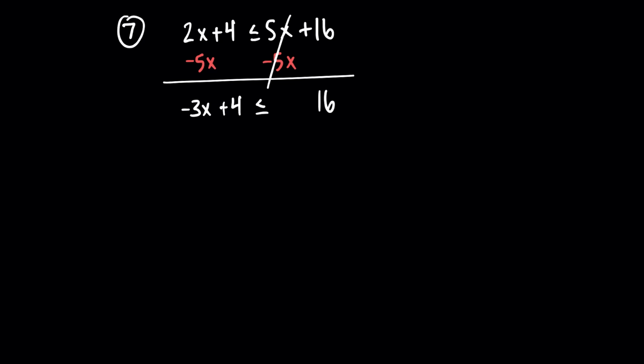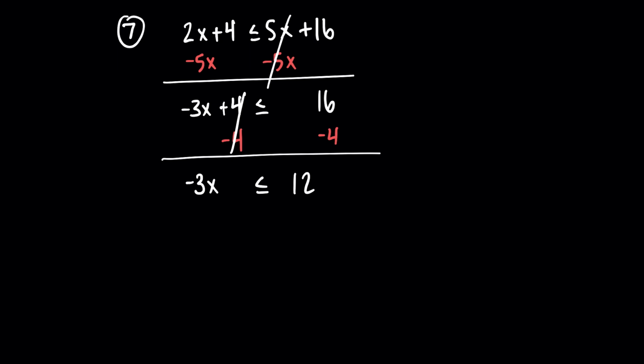Now I'm here. So if I've got negative 3x plus 4 is less than or equal to 16, I'm going to subtract 4 from both sides. I'm trying to get this negative 3x all alone by itself. So negative 3x is less than or equal to, that right there is 0. All right, 16 minus 4 is 12.